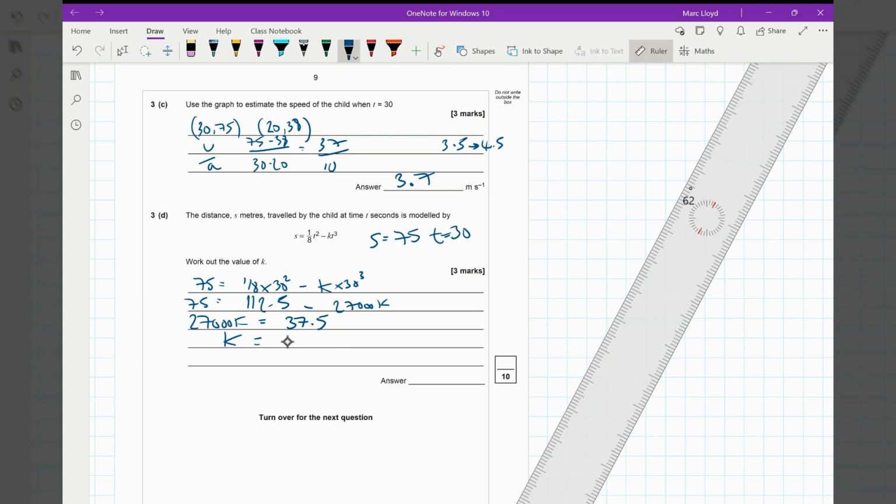Okay, this is 1 over 720 once I've hit the SD button, but it's also 0.00138. And whichever answer you give, you'll be fine. I like to leave it as a fraction because it's nice and accurate. Okay, that's question 3 done.